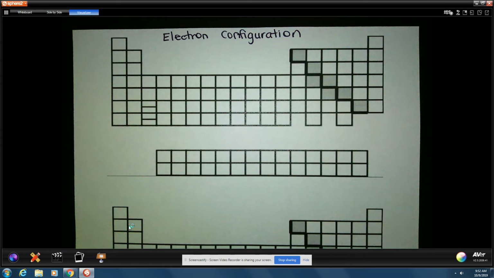In this video, I'm going to talk about electron configuration in chemistry. The cool thing about electron configuration is it's kind of like the address to where an electron is located, just like an address where you live.